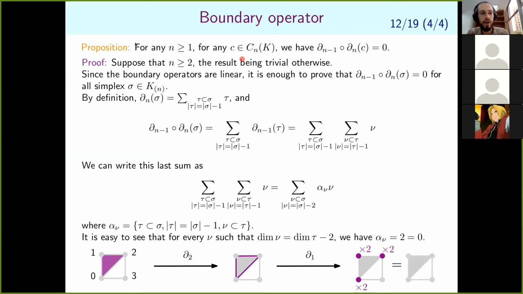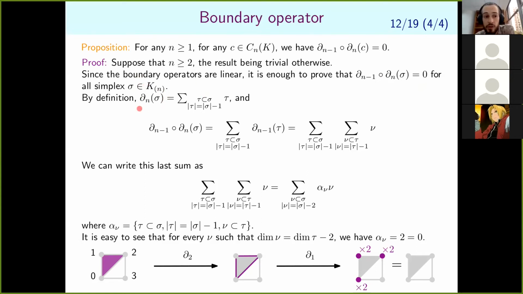All right, so let us prove that composing the operators gives you the 0 map. If n was 1, then we will have delta 0 here, and delta 0 is by definition 0, so there is nothing to prove. I will suppose that n is greater than 1. So I want to prove that the boundary of any simplex is 0. If I can prove that, then by linearity, the boundary of any chain will be 0. So take a simplex of dimension n.